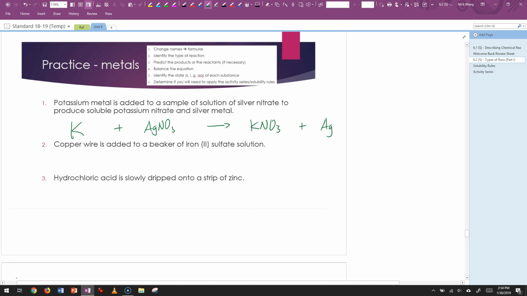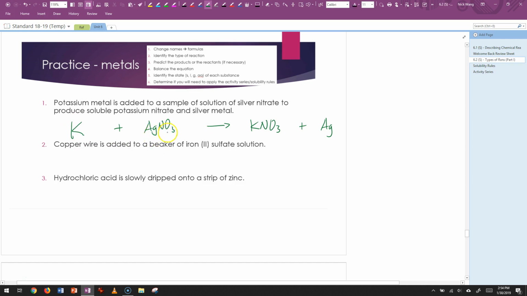Okay, so just a quick translation from the names to the formulas, and making sure that you can do this as well. If you need to, you can always go back to double check that this is accurate. Then we go ahead and figure out that this is the type of reaction we're focusing on, which is single replacement. Do we see that this is single replacement? Well, we have K, right? We have Ag. These are two metals.